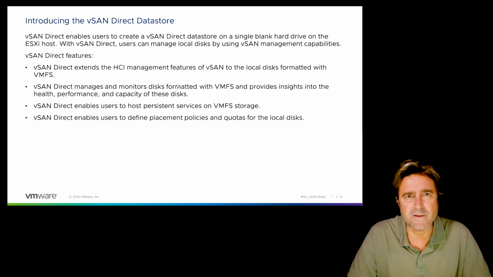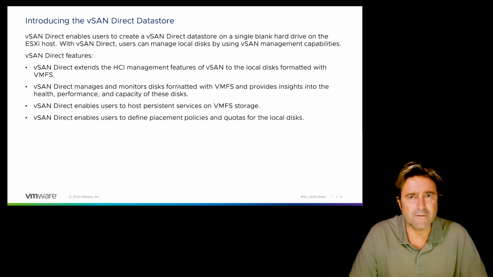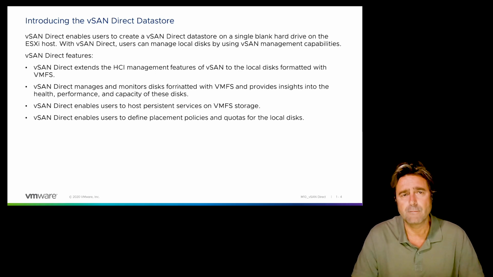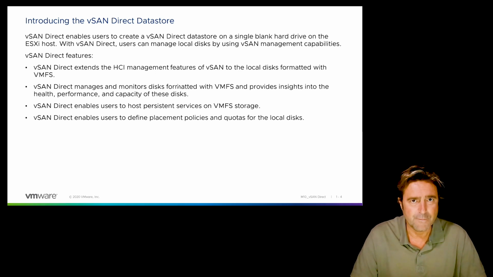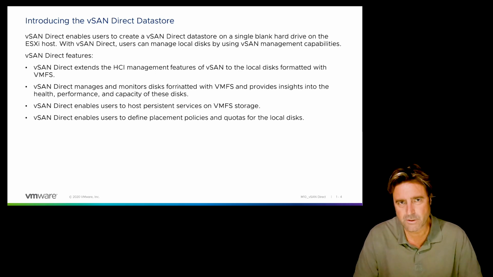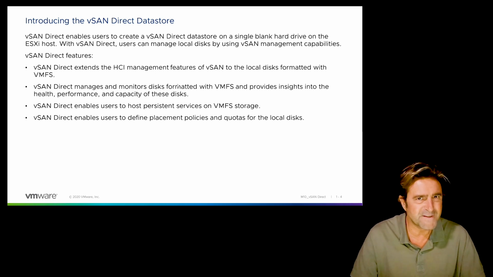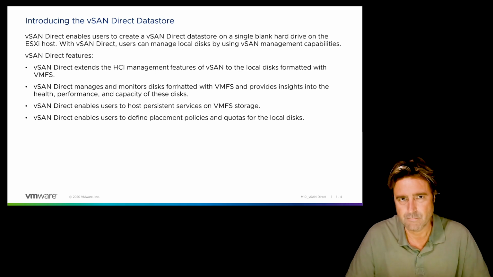So let's talk about this feature. If you take a look here at the very top, they mention once again that this feature enables users to create a vSAN Direct data store on a single disk. So we're talking about taking a disk that does not have a file system and using the vSphere client, telling your cluster that those individual disks are going to be vSAN Direct data stores.